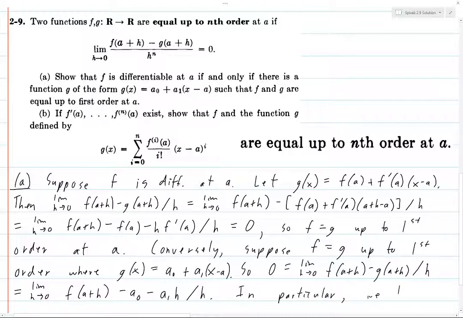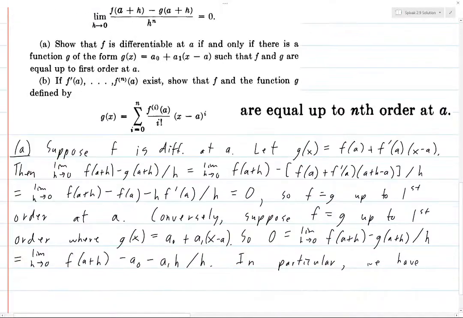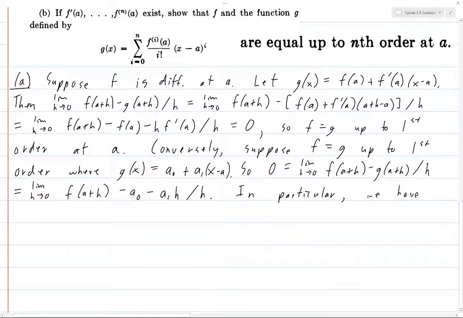So the numerator is f of a plus h minus a0 minus a1 times a plus h minus a. So that's a1h over h. So this limit is 0. So in particular, the numerator has to be 0. In particular, we have 0 is the limit as h goes to 0 of f of a plus h minus a0 minus a1h.